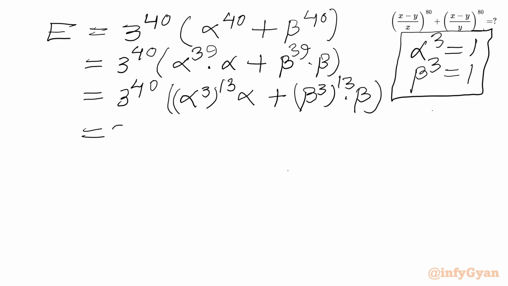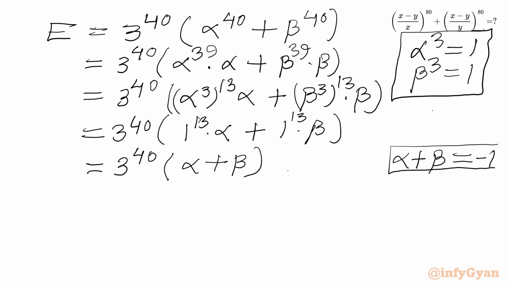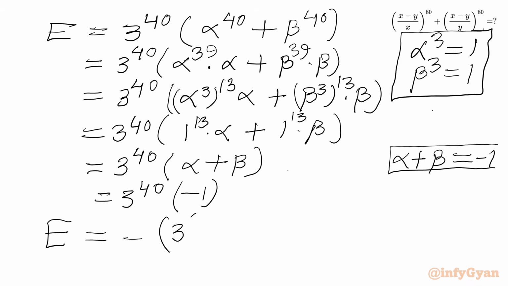So we will write here 3 power 40 times (1 power 13 times alpha plus 1 power 13 times beta), which will be equal to 3 power 40 times (alpha plus beta). Now we have alpha plus beta equal to minus 1. So we are going to get here 3 power 40 times minus 1. So our required expression would be minus 3 power 40.